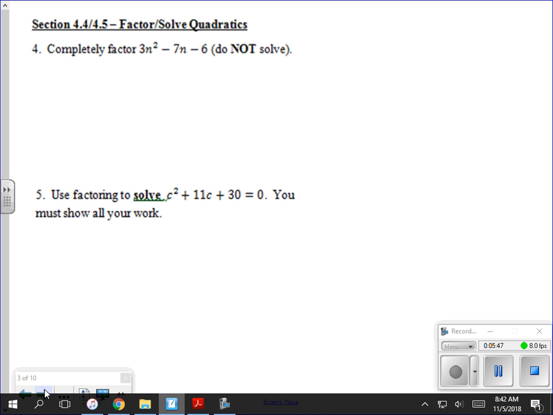Okay, completely factor, do not solve. Read the instructions carefully. Ladies, gentlemen, knock it off.